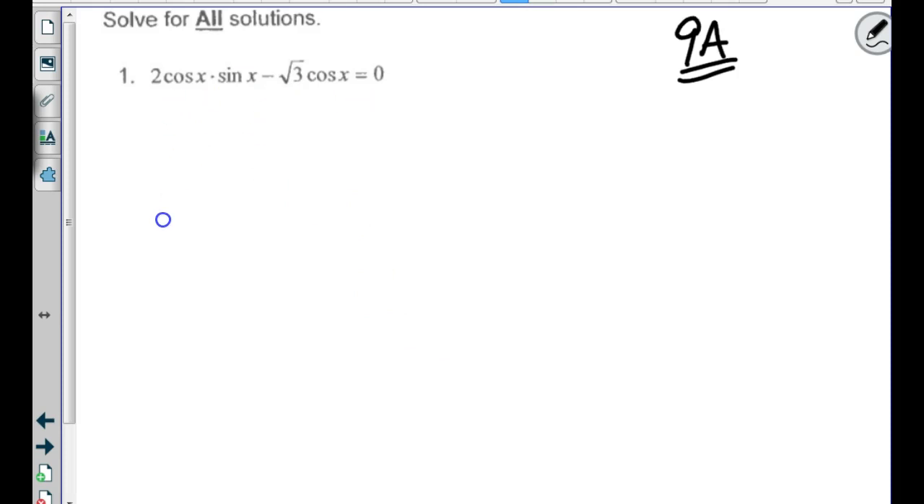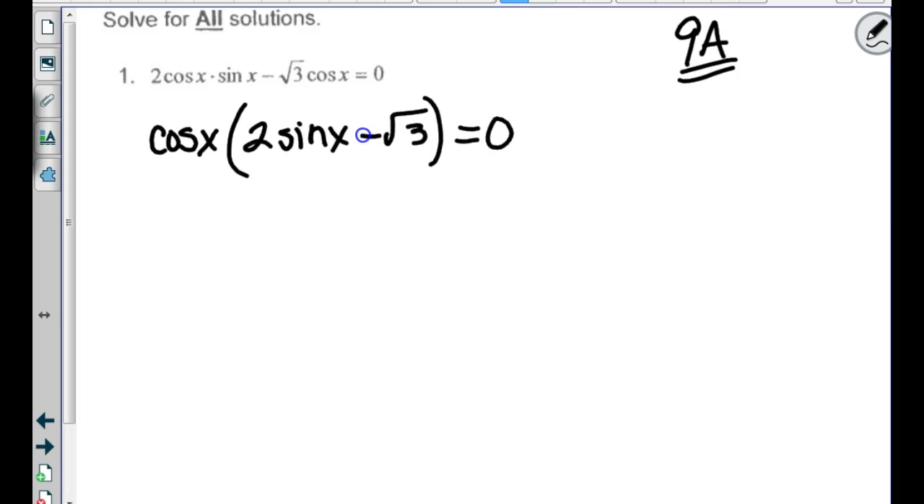What did you do if you see this on the quiz? Switch it all to sine and cosine? There is no switching to sines and cosines. Okay. Factor out a cosine. Christian is right. There's one just like this on the quiz. I promise that you can factor something out. Take out a cosine. What will this say if I factor out a cosine? 2 sine x minus the square root of 3 equals 0.